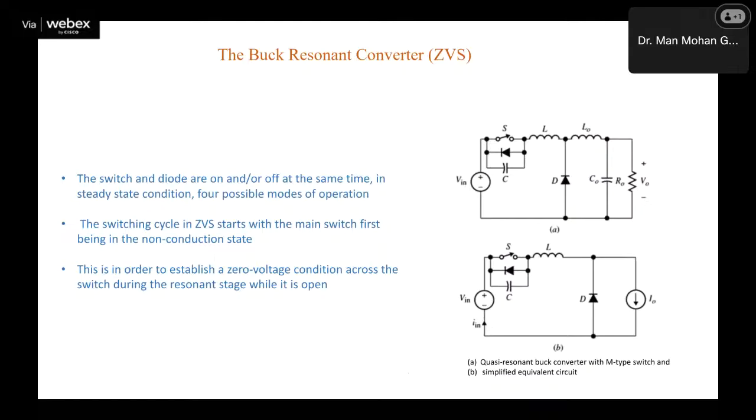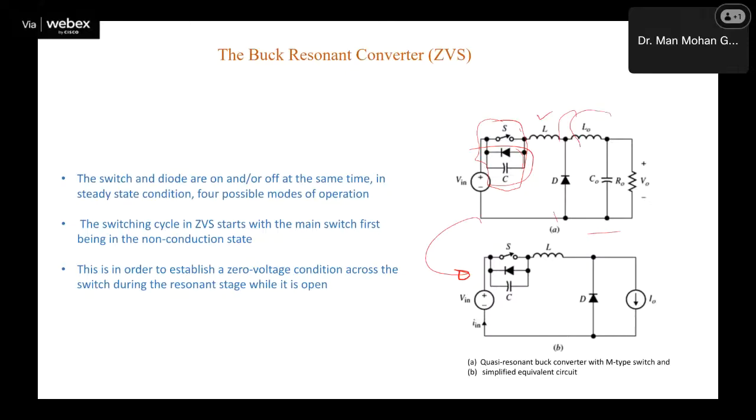So this is a buck resonant ZVS. So in a buck converter, this switch was there, right? This was the only switch, but here it is replaced with this capacitor in parallel, and this inductor is being used just to create the resonance, and the remaining circuit is as it is. So we just transform this circuit into this simplified equivalent circuit, for analysis purpose only, right?